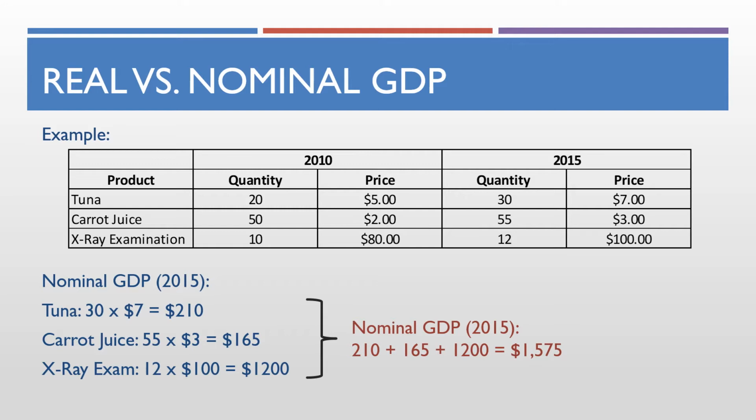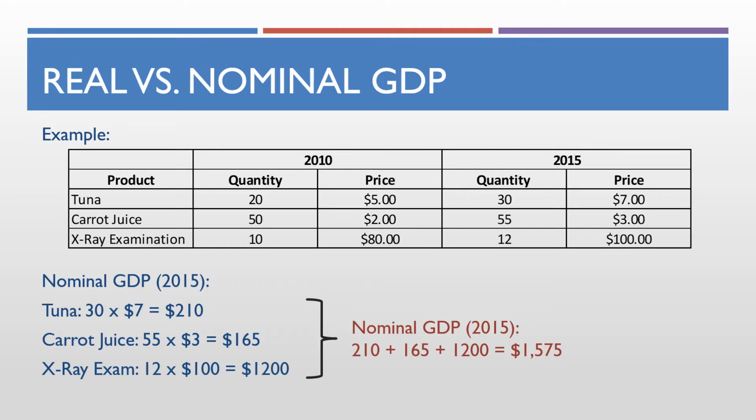Now the question is, if we compare the nominal GDP in 2010, which is 1,000, to the nominal GDP in 2015, which is $1,575, there might be a misunderstanding of how much the economy has grown. The reason is that the economy did not grow by $575 between the two periods. Well, the reason we are not making accurate measurements here to compare the 2 years is because the price of each good actually changed in the 2 periods.